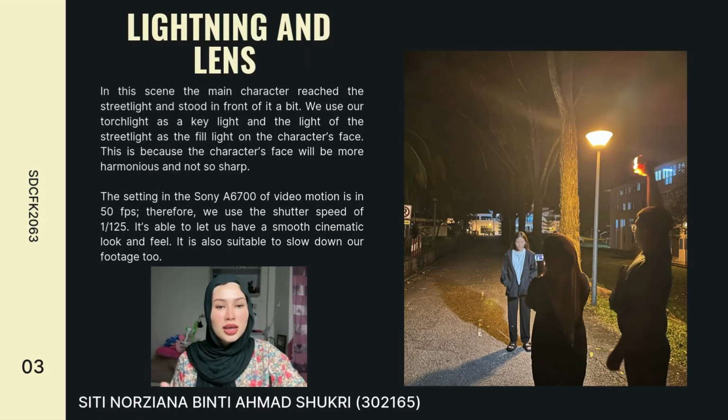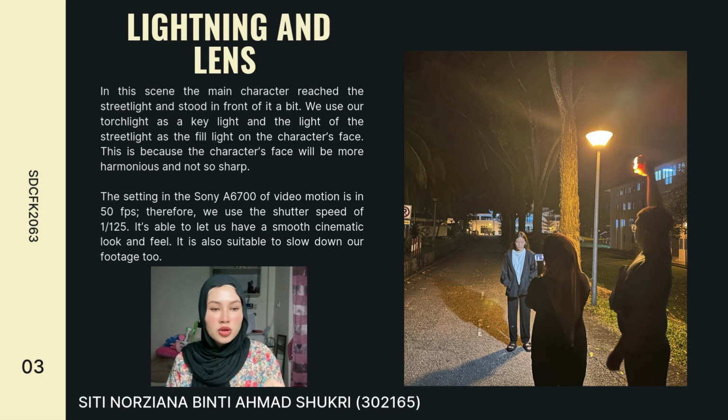Lighting and lens. In this scene, the main character reached the street light and stood in front of a bed. We use our torchlight as a key light and the street light as a fill light on the character's face. We use this so the character's face will be more harmonious and not so sharp.